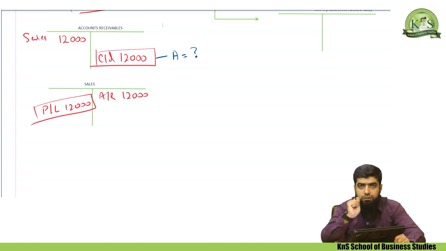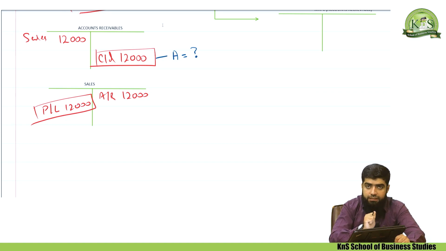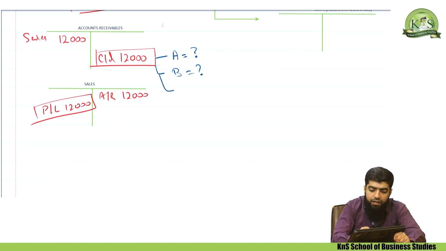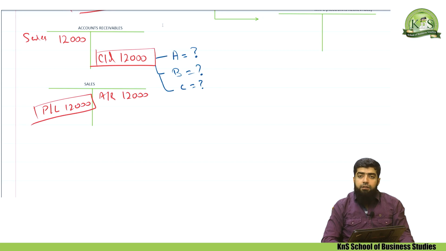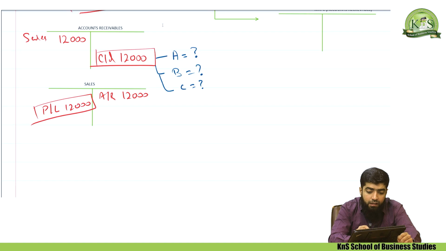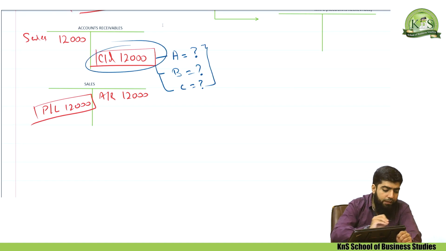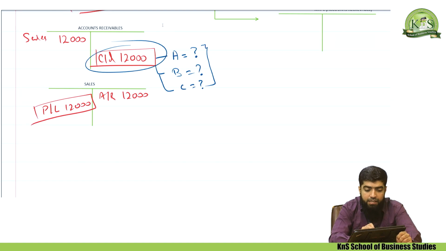And if I ask you what amount we have to receive from Mr. A, what amount we need to recover from Mr. B, what amount we need to recover from Mr. C, I bet you will not be able to tell the answers, because that account receivable ledger balance shows the total balances.